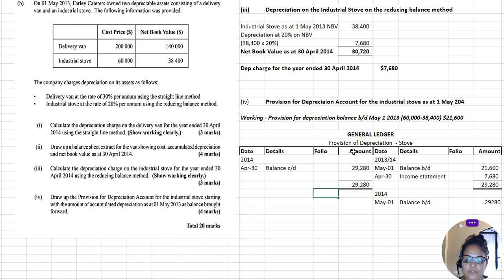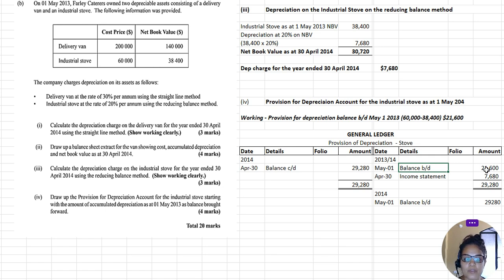You put date, details, folio, and amount, date, details, folio, and amount. Now, what year are you going to do this for? The year falls into May. The year does not fall January to December. That is the reason why I put 2013, 2014, because it falls from the 1st of May to the end of April 2014. So May the 1st, 2013, the balance brought down for the stove on accumulated depreciation.